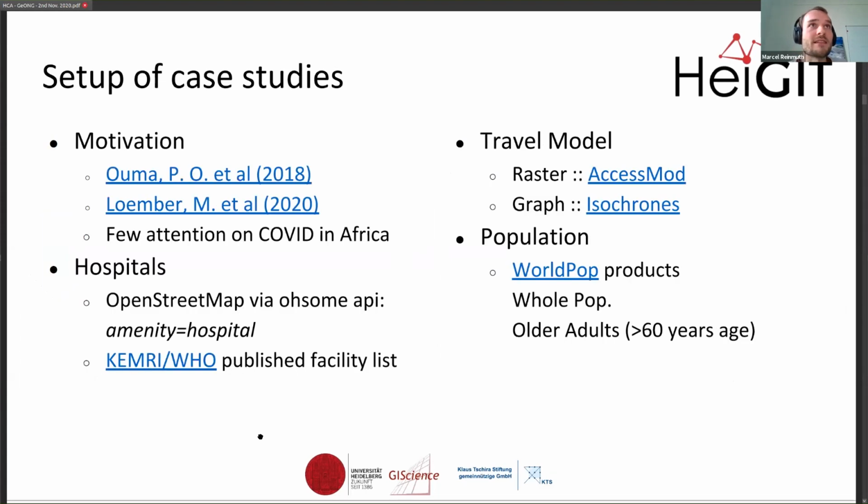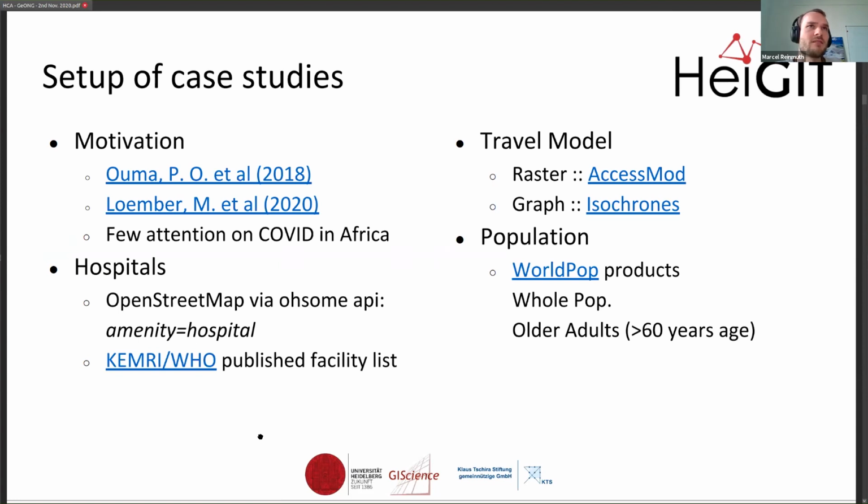Okay, so the setup of the case studies. Our motivation was, first of all, a paper of Paul Yuma. He's with the KEMRI Wellcome Trust Research program in Kenya. They did a fairly nice analysis in sub-Saharan Africa on access to hospitals. And they compared countries in terms of what proportion of the population can reach a hospital in 2 hours. This was in the domain of maternal health, as maybe some of you know that 2 hours is considered crucial if you have complications when you're pregnant.